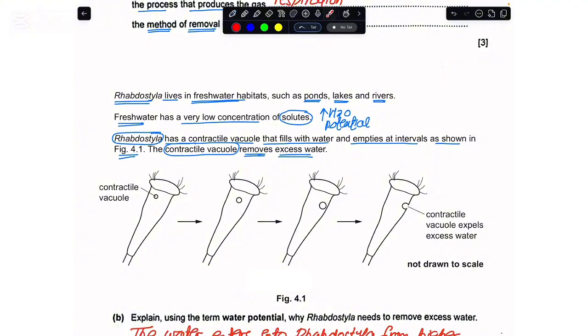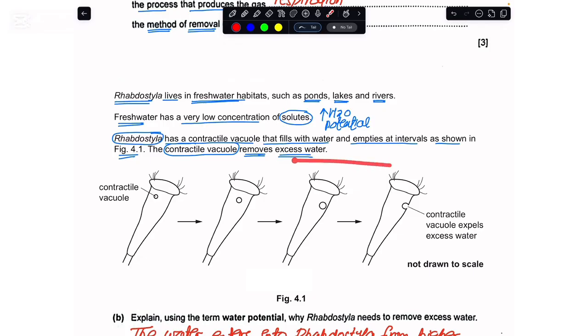Now if you see the first diagram of this Rhabdostyla, we have this contractile vacuole, and you know that when water enters the Rhabdostyla from the surrounding water, because the surrounding fresh water has a very low concentration of solutes, you see that they are filling up their vacuole with excess water, and that vacuole fuses with their cell surface membrane, and by that they are removing the water out of their body.